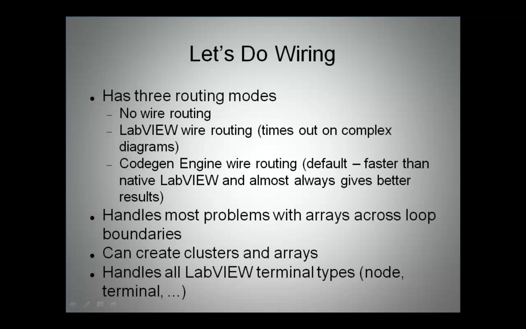So I created an internal wire routing routine for the Codegen engine, and it is the default. It ended up being faster than the native one, which surprised me. And it also usually gives you better results, because even if it times out, and it will time out too, I put a maximum time on it, it will still give you better than a simple L or a simple straight. It'll basically give you as good as it's got. Because the LabVIEW one, I believe, is a high tower, so it just starts going, and if it gets to where it needs to go, it succeeds.